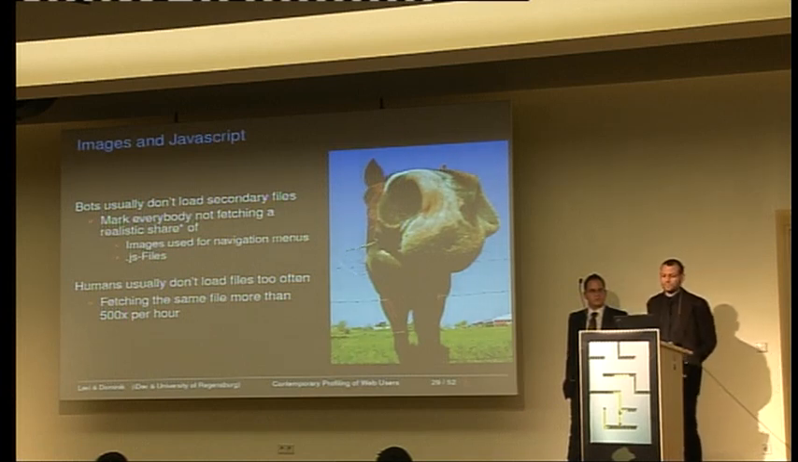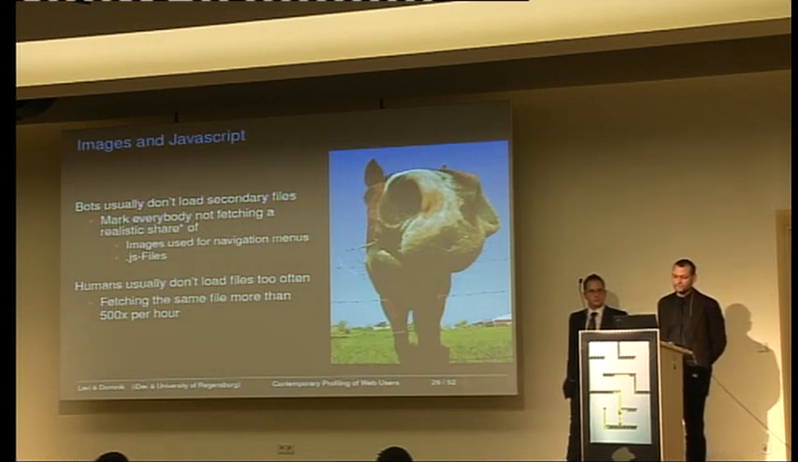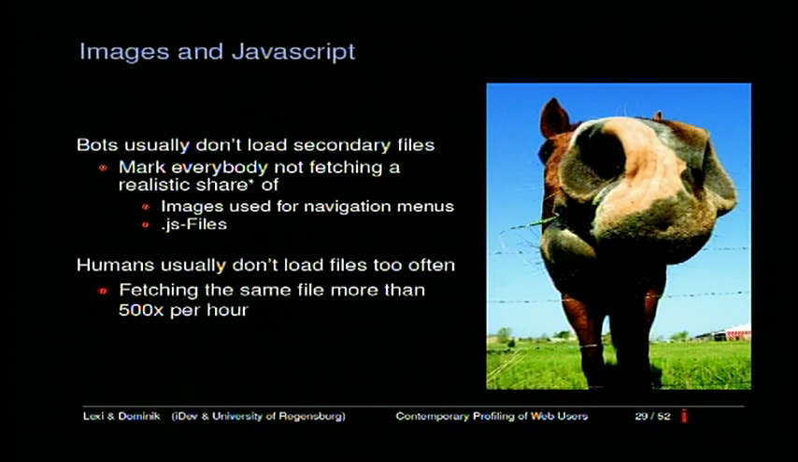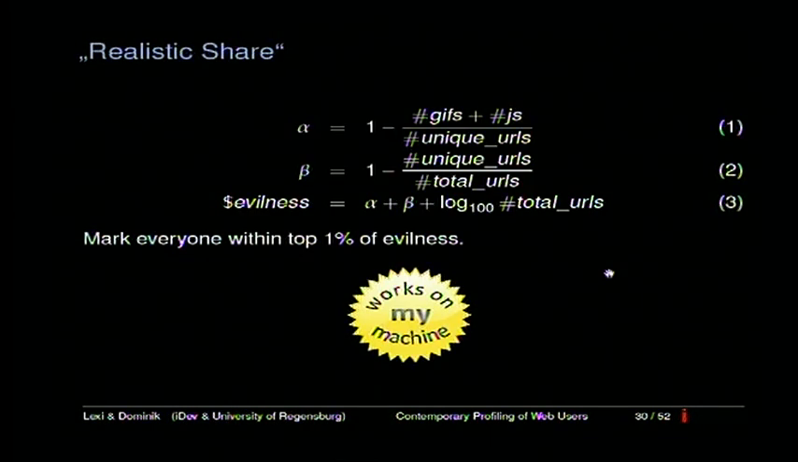The next thing is, I've never seen a bot loading any kind of JavaScript or images. So you just check your log files. All the users who do not load a realistic share of these kinds of files, just drop them. I'll get to that in a second. The other thing is that humans usually don't reload files on and on like every second. So again, counting just the number of hits a user makes on your web server, just drop them. Getting to the realistic share, in case you really want to try that out, this one works for me.